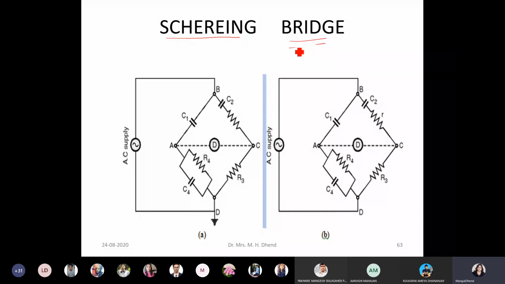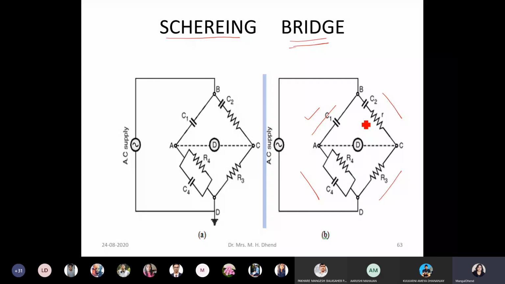I think you have studied bridges, but by using a bridge, we can measure different components. So what is a bridge? A bridge will have 4 arms. This is the first arm, this is the second arm, this is the third arm, and this is the fourth arm. So this is called a bridge.